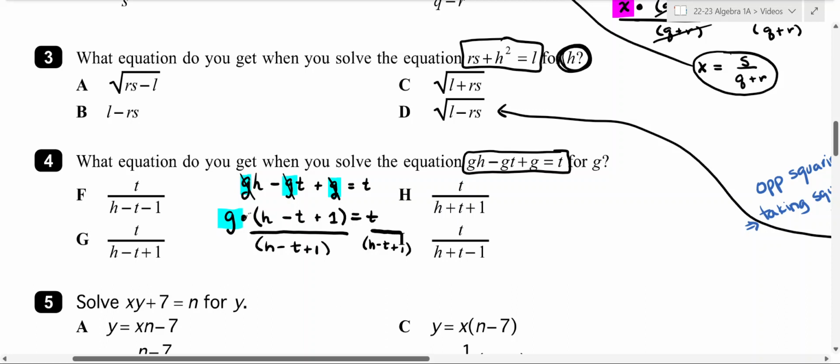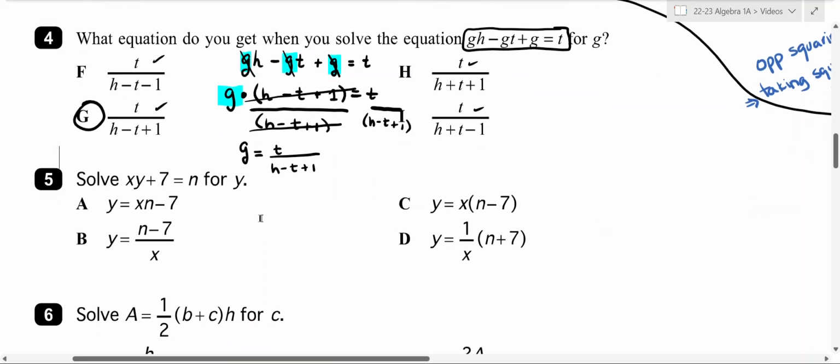Right? This cancels this. And we have that G equals T over H minus T plus 1. Okay, good. They all have a T in the numerator. And the bottom has to be H minus T plus 1. So it's going to be this one. Number 5, xy plus 7 equals n.